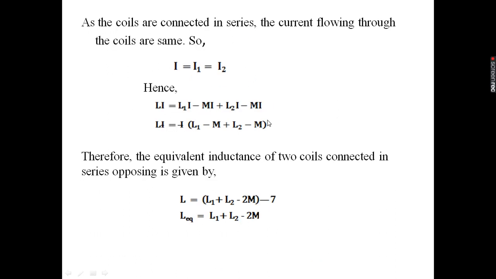And again we know that in a series connection the current flowing through all the elements is equal. Since coils 1 and 2 are connected in series, we can take I1 and I2 as I. Now we can replace all I1 and I2 with I. So we will get L I is equal to I into L1 plus L2 minus 2M. So equation 7 is your effective inductance for the coils connected in series opposing.